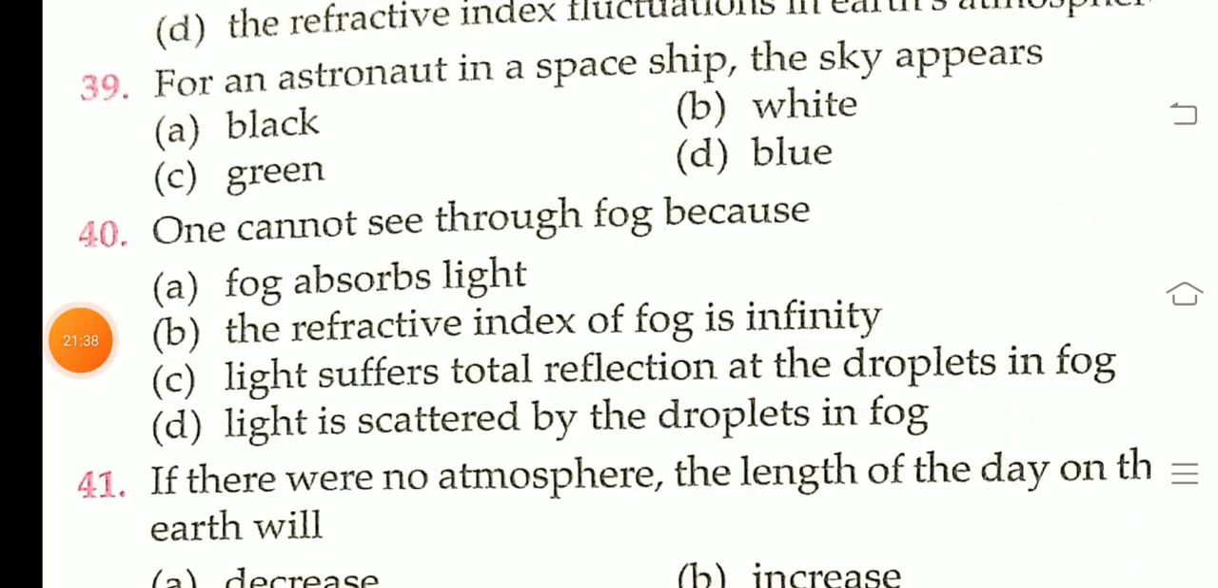Next, for an astronaut in a spaceship, the sky appears... right answer option A, black. Next, one cannot see through fog because... right answer option D, light is scattered by the droplets in fog.